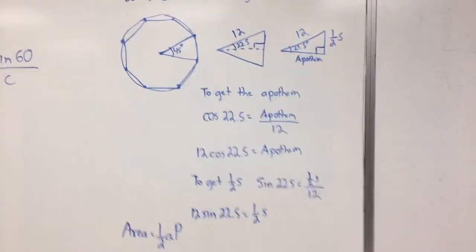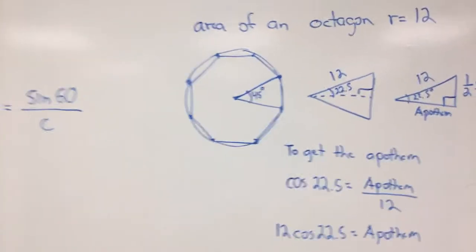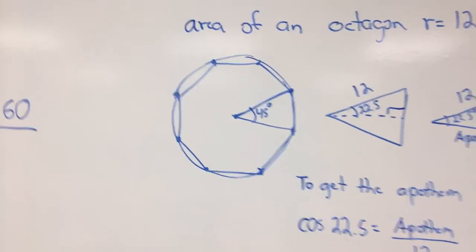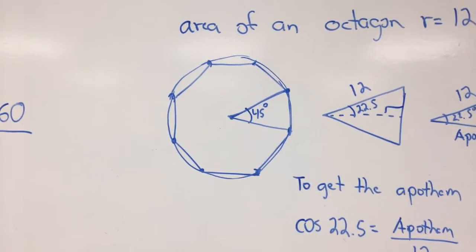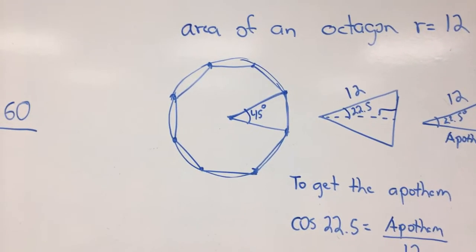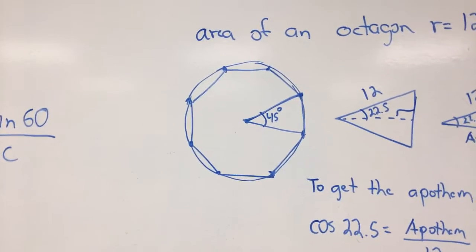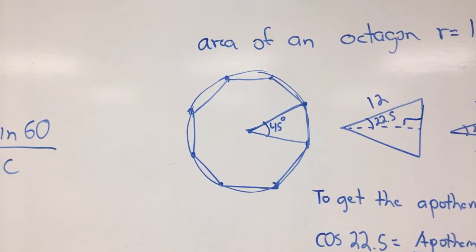So I take my octagon, or whatever n-gon this is. It could be 12, 18, 20, 30 sides, whatever. Take 360 and divide it by the number of sides.